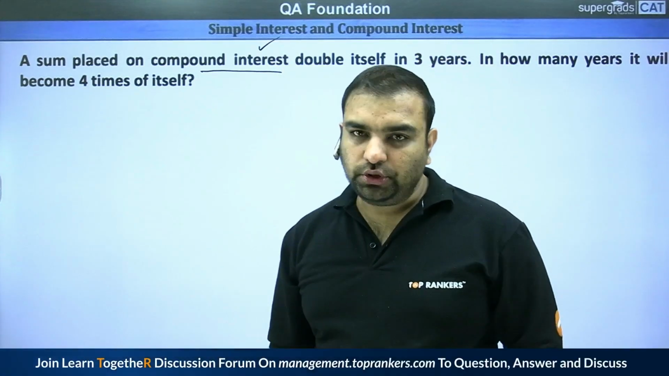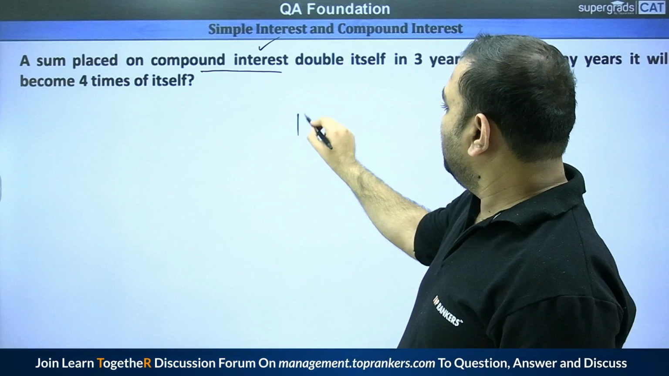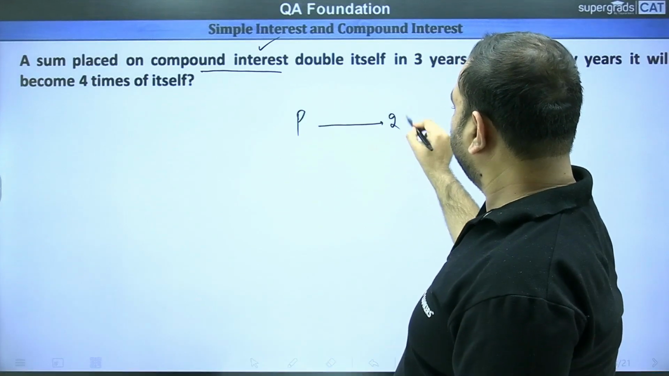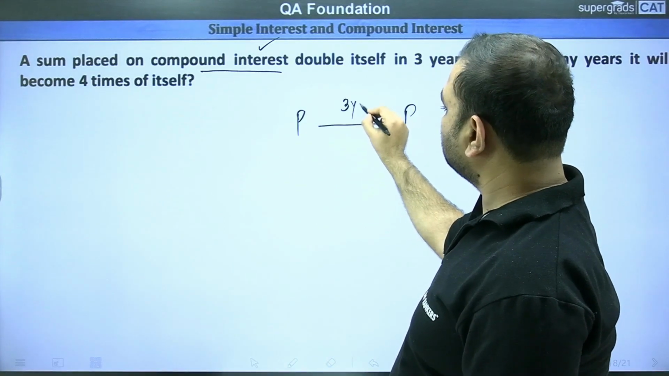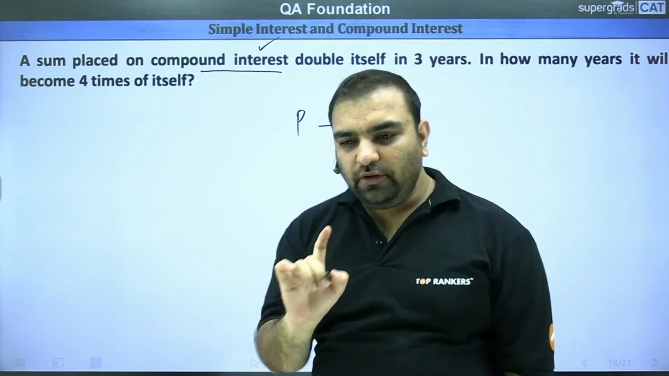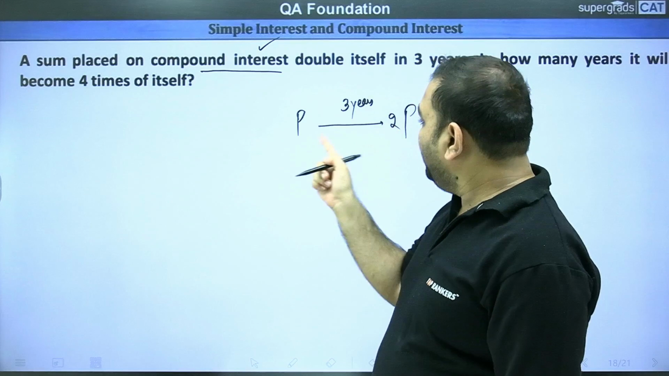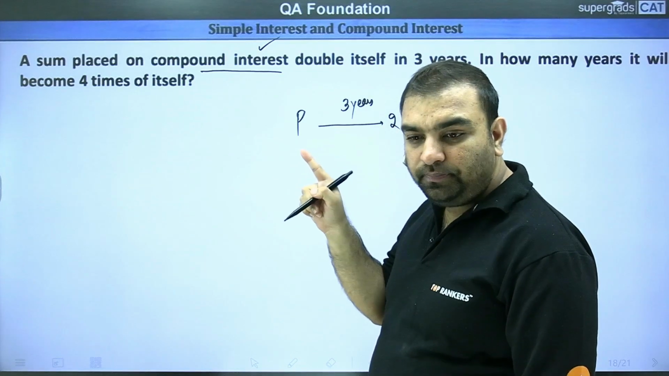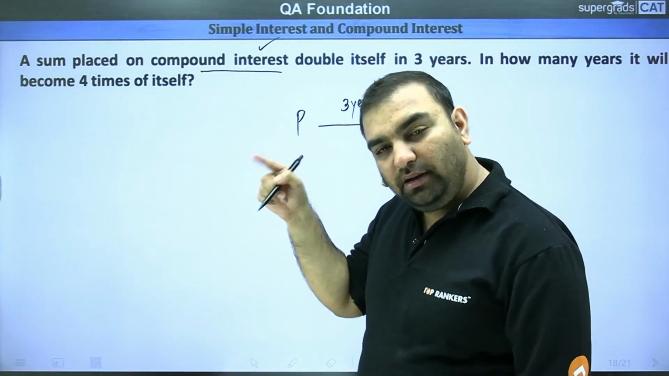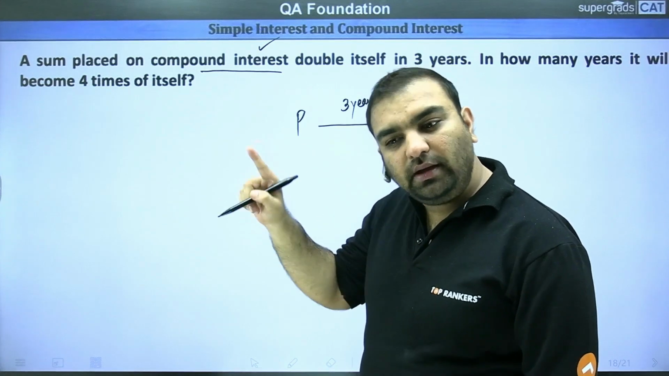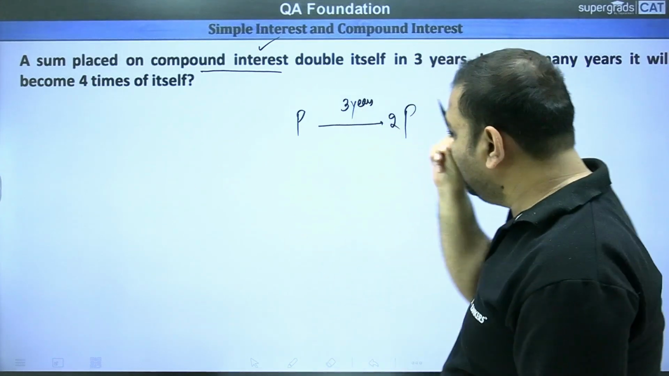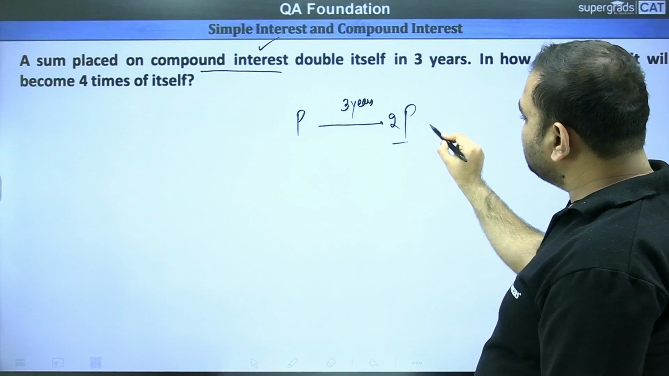I will tell you how to do it. P will become 2P in 3 years. Here there is a relation of principal and amount only. If it becomes double in 3 years, it will again become double in the next 3 years, and again double in the next 3 years. So 2P ka double is 4P.